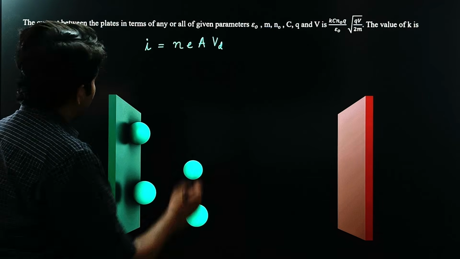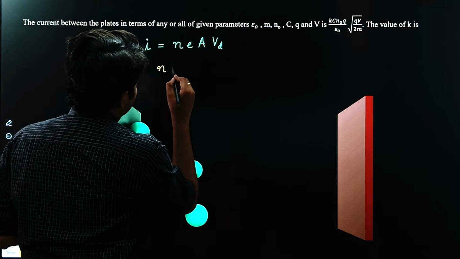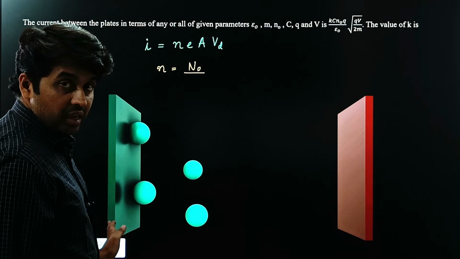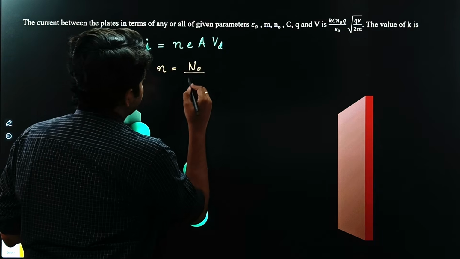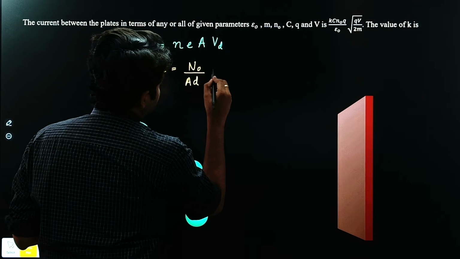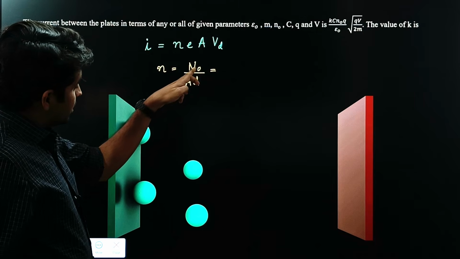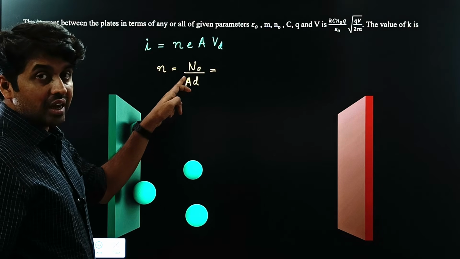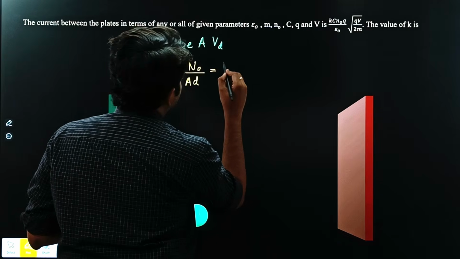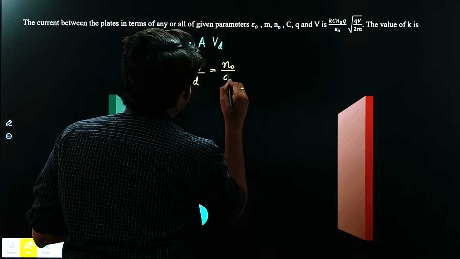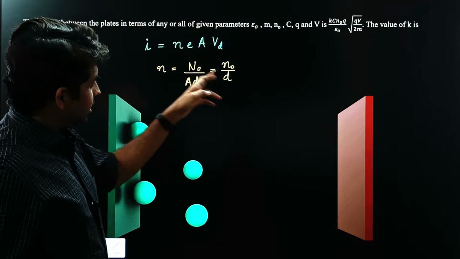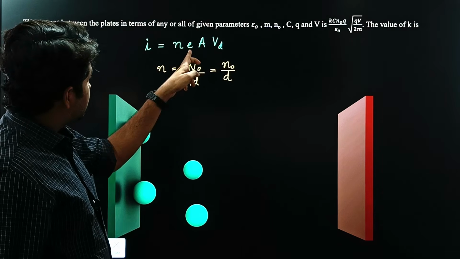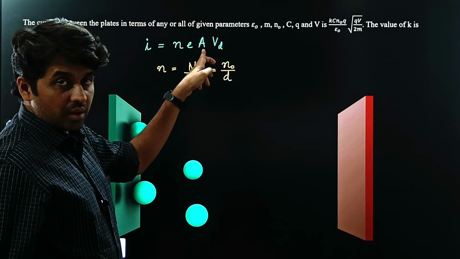So I can write this n as N naught by, what is the volume of this? The area of this is A, the separation is d, so A into d. Now the number of charges per unit area is given as N naught. So I can just write this as N naught by d. We are just writing in terms of the quantities given in the question. Next, charge is given as q, area we have capital A.